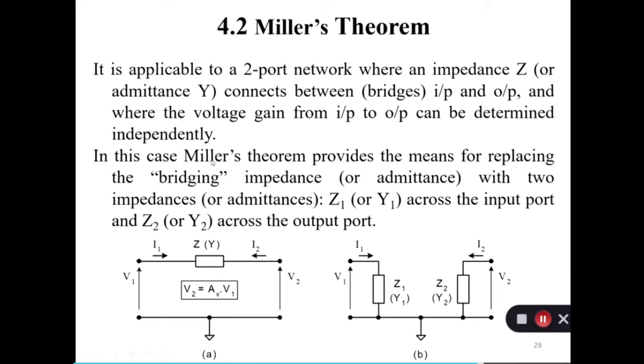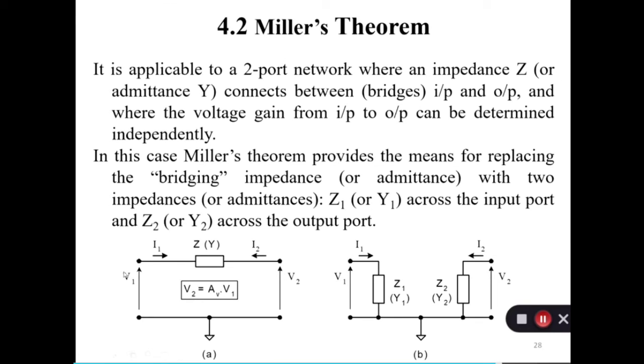So in this case, Miller's theorem provides the means for replacing the bridging impedance. This is the bridging impedance. Z means impedance, Y is the admittance, with two impedances Z1 and Z2. So I'm going to derive the formula for the equivalency of these two circuits such that their property is not changed. So first, come to this left hand side.